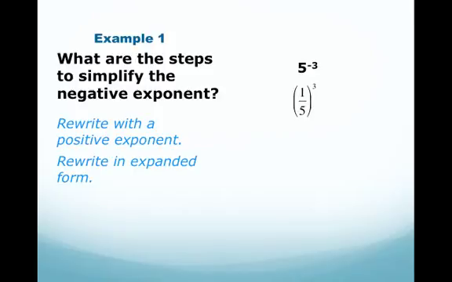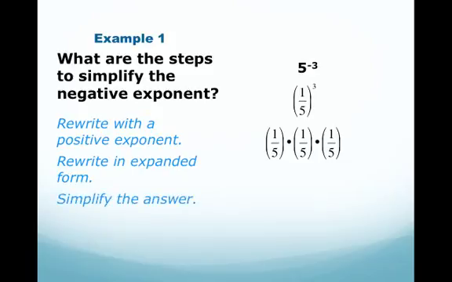So we're going to expand 1/5 to the 3rd power, which means 1/5 times 1/5 times 1/5. And to simplify the answer, we multiply the top numbers, 1 times 1 times 1, which is 1, and then 5 times 5 times 5. 5 times 5 is 25, 25 times 5 is 125. So we should get 1 over 125.